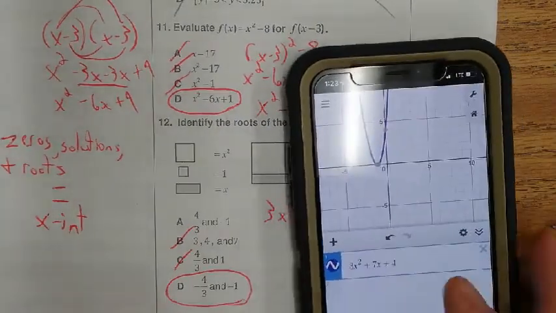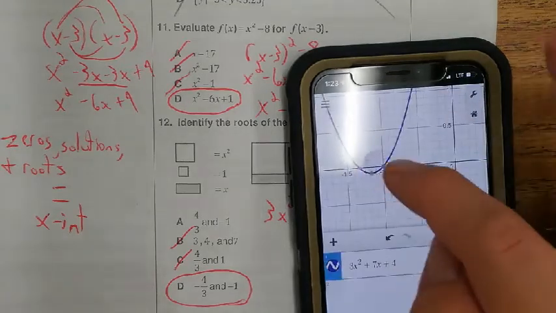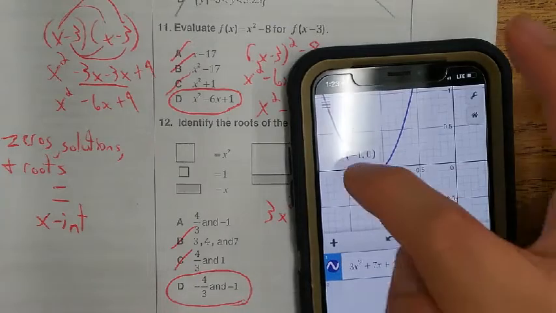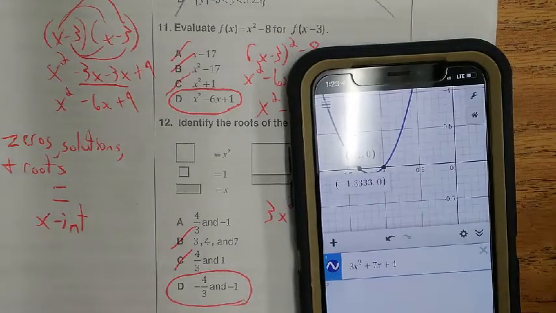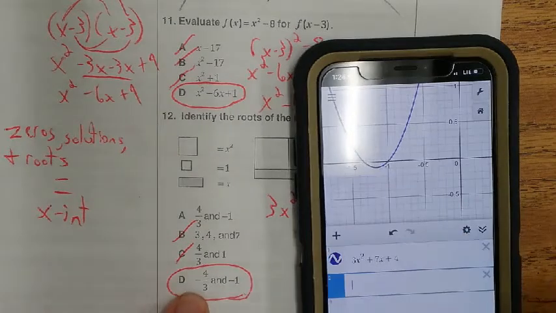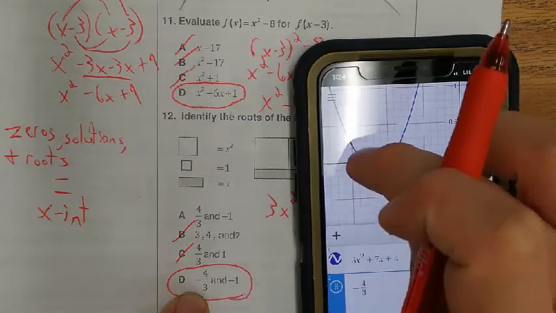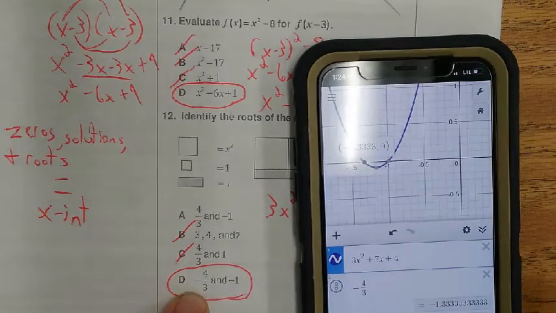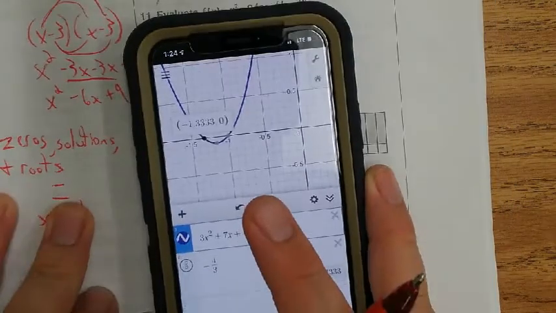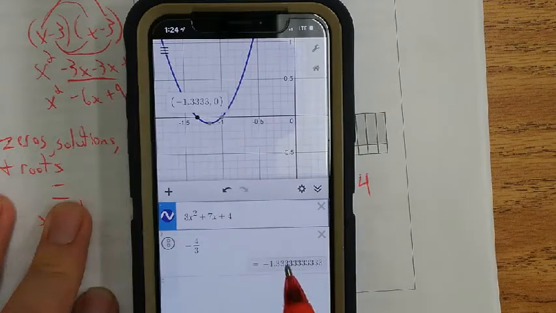If we do that, zoom in, choose these points where it crosses the x-axis, -1 and -1.33 repeating. So -1, and negative 4/3. And if you didn't know that negative 4/3 was the same thing as this, you could type it in, and it gives you the same exact decimal. So just in case you weren't sure if those decimals were equal to each other, you type them in and they give you the same thing.